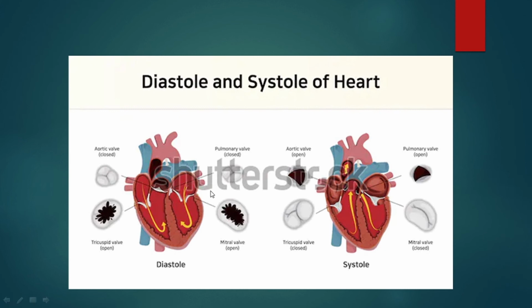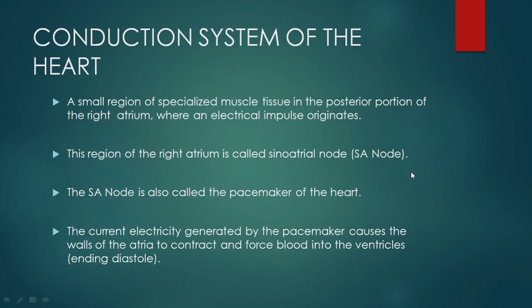In this diagram, we can see the two phases, that is diastole and systole. During the diastole phase, the tricuspid and mitral valves open, and the aortic and pulmonary valves close. But during the systole phase, the tricuspid and mitral valves close and the aortic and pulmonary valves open.